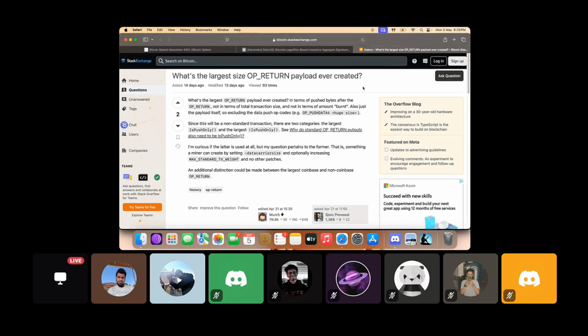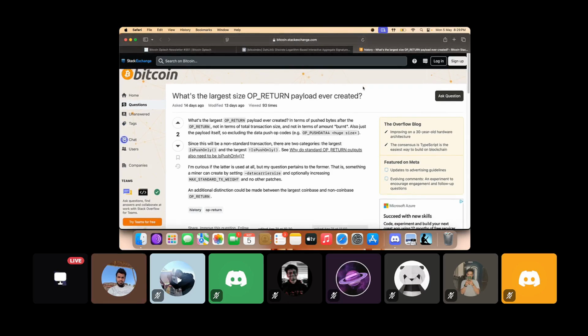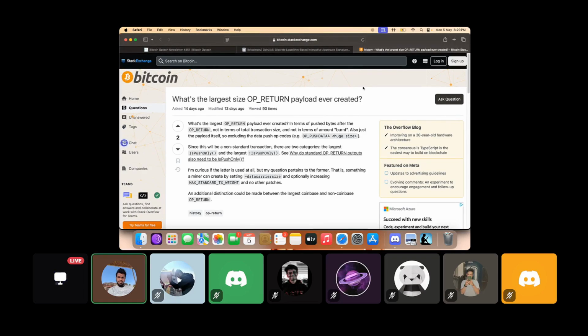Cool. So let's see: what's the largest size OP_RETURN ever created? Any guesses, anyone? I posted this in Discord one day. Does anybody have any idea what's the largest OP_RETURN payload ever created? What's the standard size for Bitcoin Core? Anyone? For OP_RETURN, I think 84 bytes.